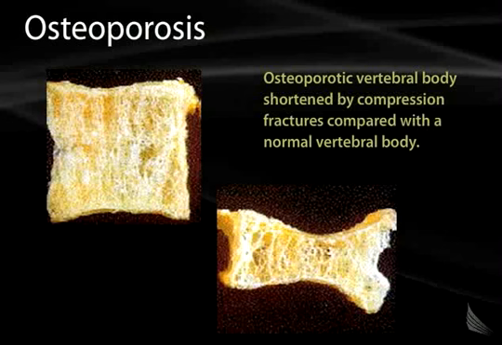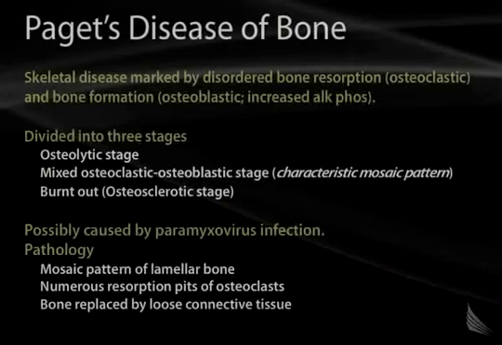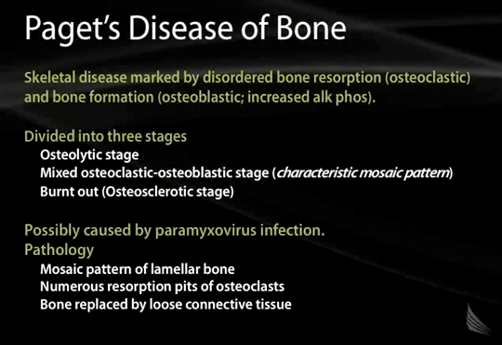You have the normal vertebral body in the upper part of the slide, and then the shortened vertebral body in the bottom, the shortening due to the osteoporosis, which makes the vertebral body much less able to bear the weight put upon it. Another metabolic disorder that can affect the development of bone in an individual is Paget's disease.